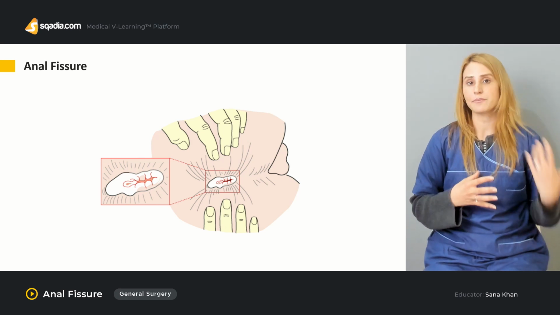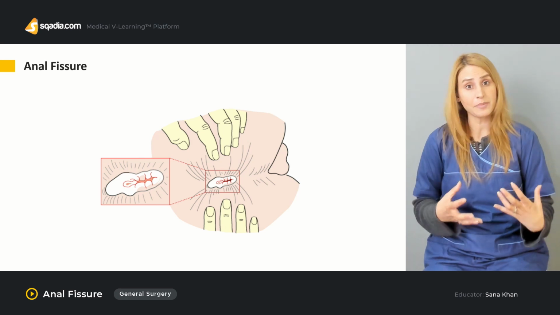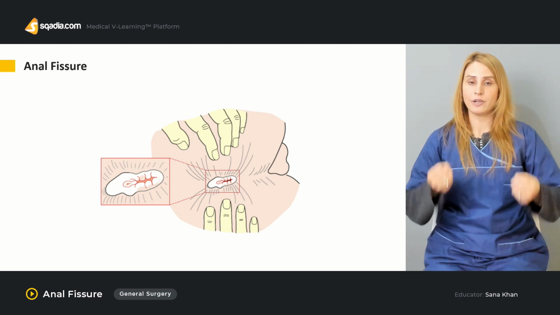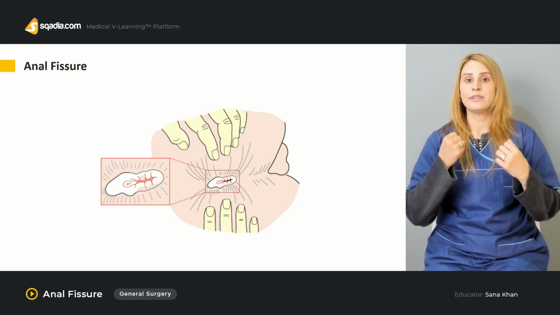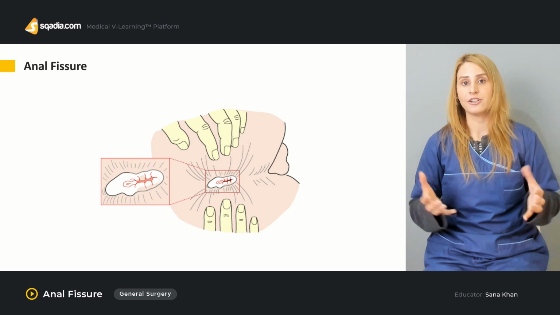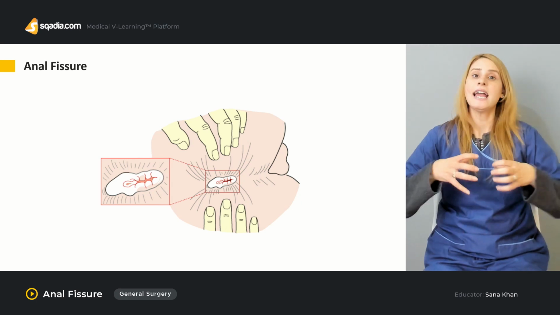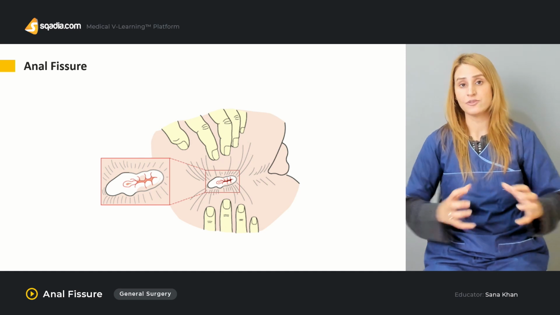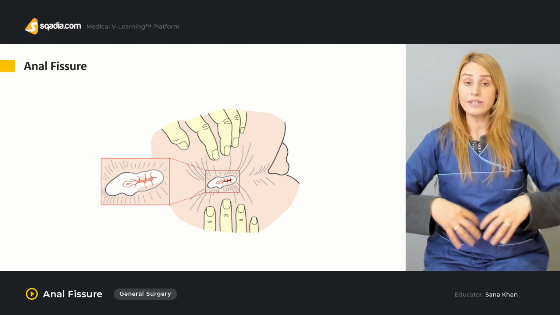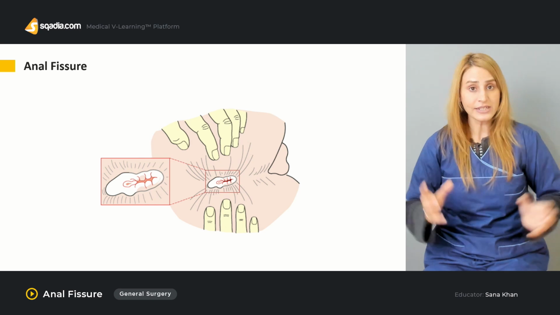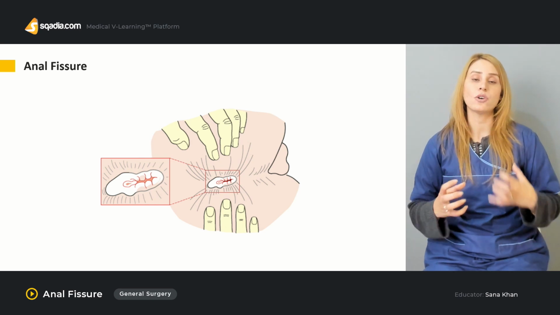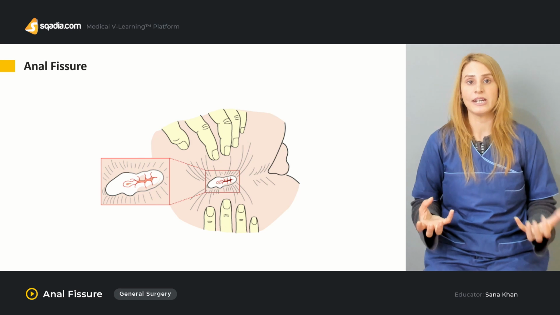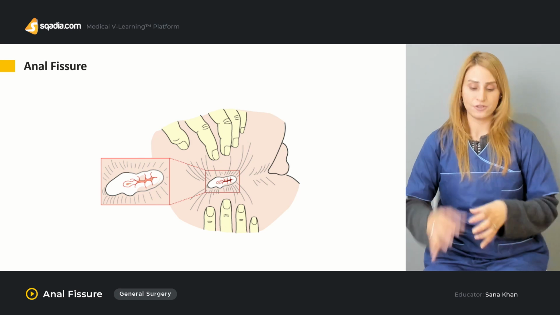And most commonly, people think that it's constipation because you're straining and putting a lot of pressure. When the anal pressure is increased, the sphincters contract, and they try to increase the sphincter tone. So when the sphincter tone is increased, more pressure would be generated and a tear in the anoderm would be produced.